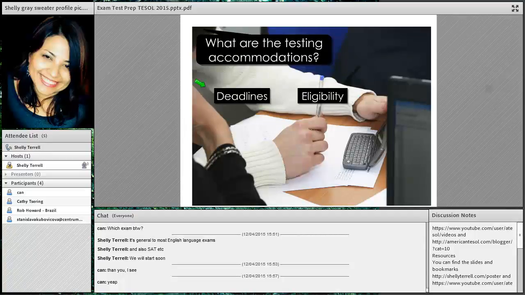When we talk about accommodations, you have a certain amount of time to get your student accepted for this accommodation. So make sure you know the deadlines, or they know the deadlines, so that you can start the procedure ahead of time. And also, what are the eligibility requirements?